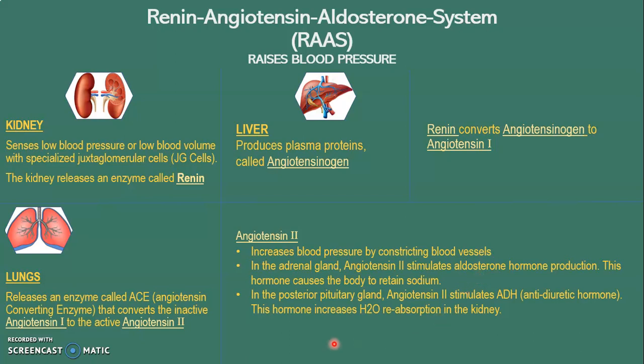Now, there is a third way. The third way is in the posterior pituitary gland. Angiotensin 2 stimulates ADH, which stands for antidiuretic hormone. This hormone increases water reabsorption in the kidney. In other words, this increases the volume. And when you have high volume, you have high blood pressure.